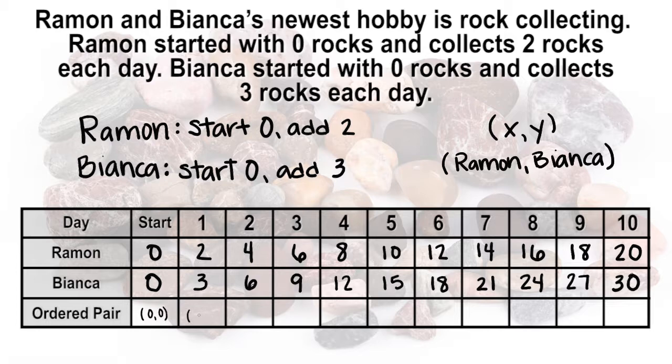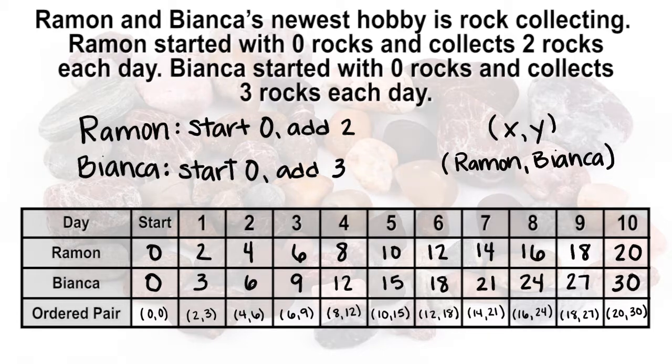Day 1 will be 2, 3 in parentheses. Day 2 will be 4, 6 in parentheses. Continue writing the ordered pairs for each day. Remember that Ramon's pattern is the first value and Bianca's pattern is the second value.